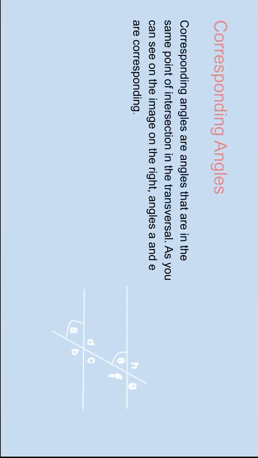Corresponding angles are angles that are on the same point of intersection in the transversal. As you can see on the image on the right, angles A and E are corresponding. Corresponding angles are angles that have the same point of intersection on both sides. So that means that C and G could be corresponding angles as well as D and H. They will always have the same degree as each other.